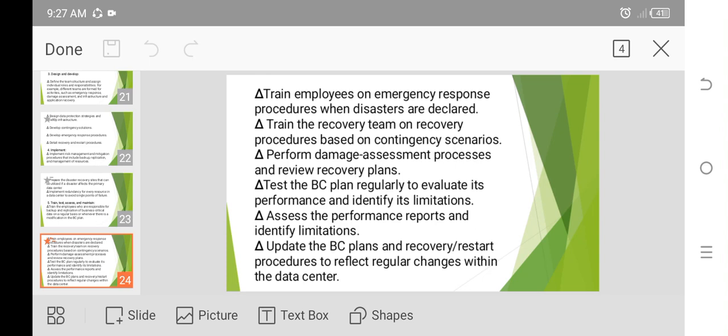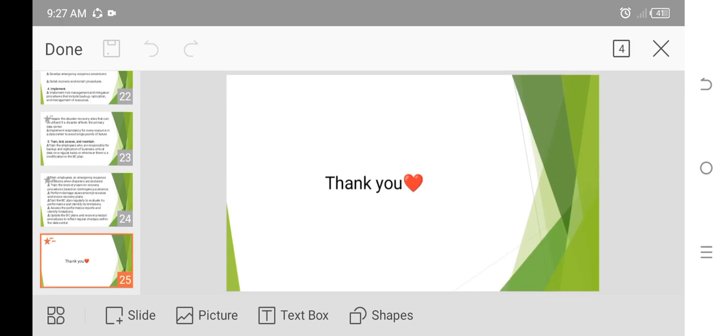Perform damage assessment process and review recovery plans. Assess the performance reports and identify limitations. Update the BC plans and recovery or restart procedures to reflect regular changes within the data center.